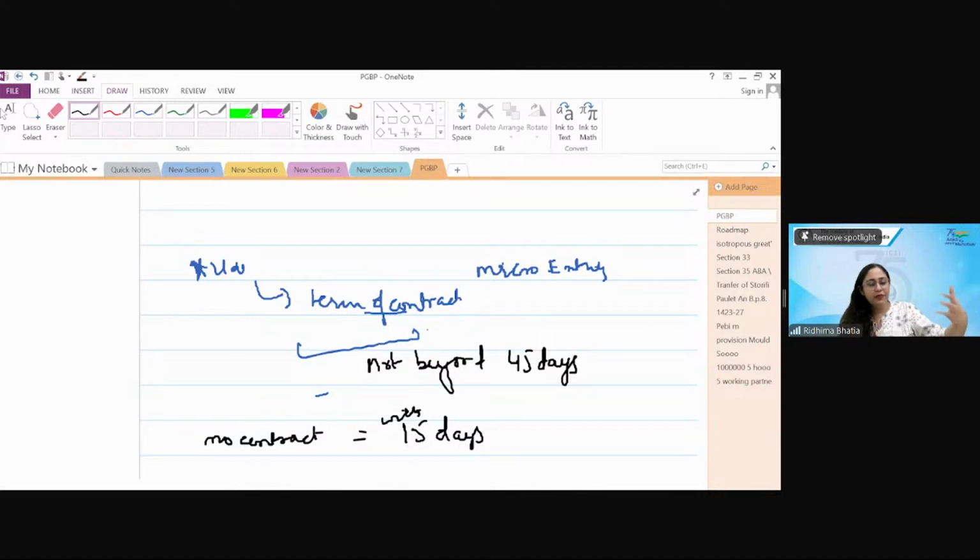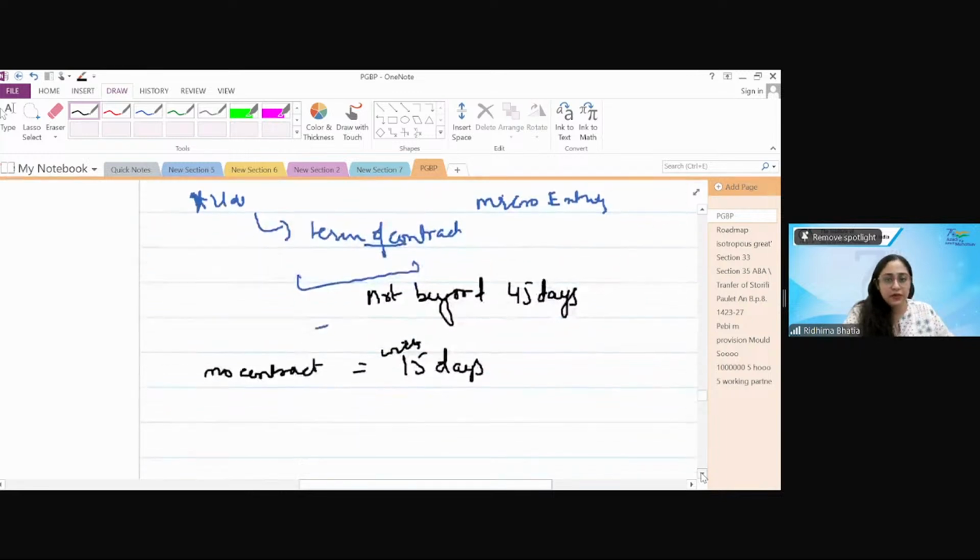Then if made payment later after the due date, it becomes an allowable expenditure for the next year, basically, right? Here, the concept changes. Here, you have to make the payment within those 45 days or the contract period, whichever is earlier, or if no contract, within 15 days. And if you don't, there is a disallowability deduction.